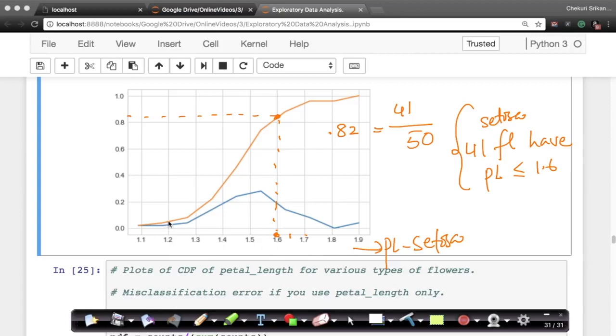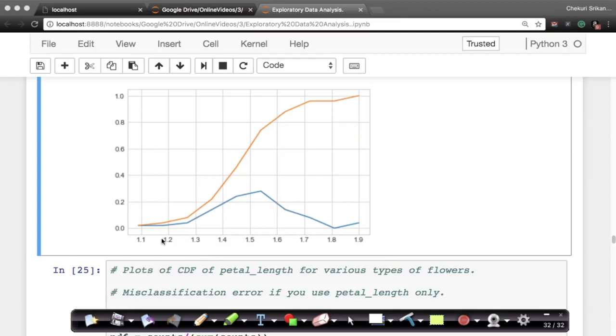So for example, if you take, let's take 1.3. For 1.3, it looks like somewhere around 15% of setosa flowers have a petal length less than or equal to 1.3. And that we can build ourselves. That's one way of doing it.